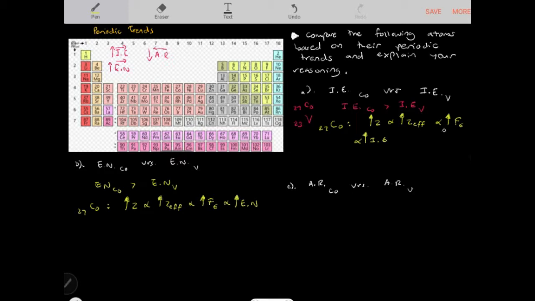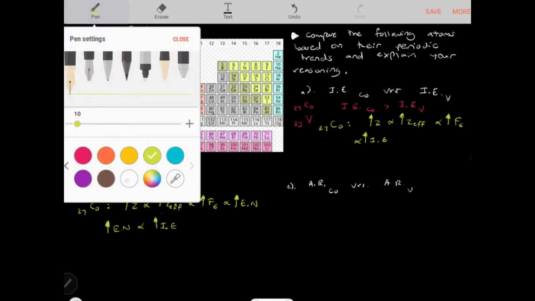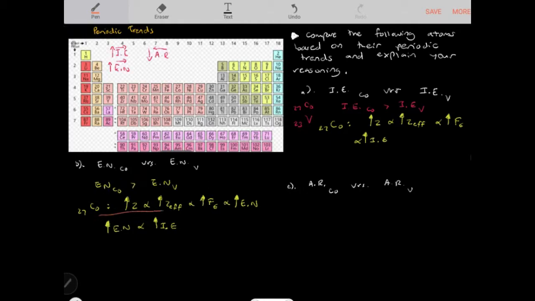So we can see that there is a directly proportional relationship between ionization energy and electronegativity. It makes sense because if the electronegativity of an atom increases, the nucleus is creating a more significant pull on the valence electrons particularly, and as a result the ionization energy should increase. And vice versa: if the electronegativity of an atom decreases, then the ionization energy will tend to decrease. This is really important to understand.